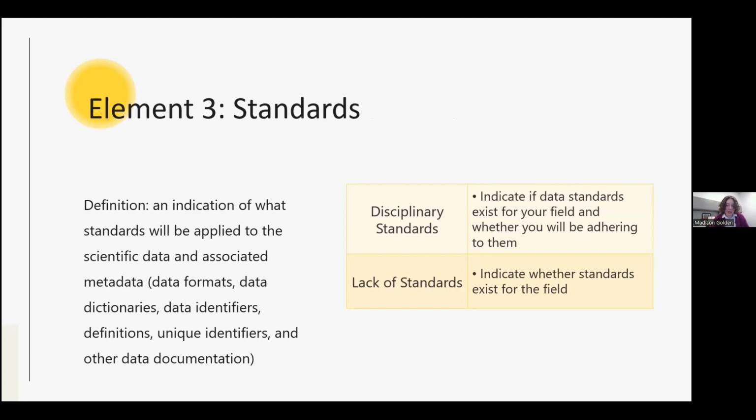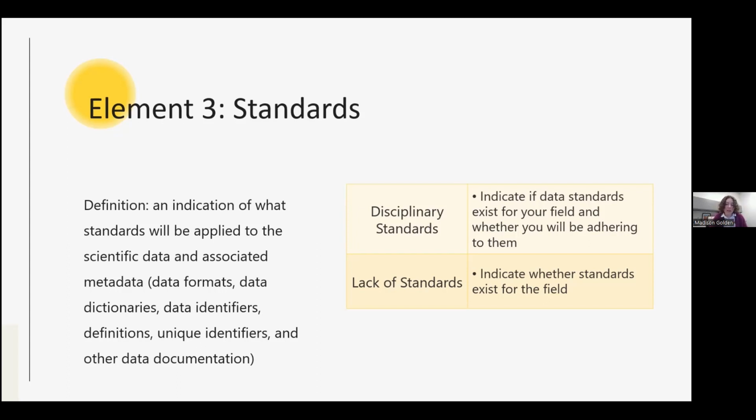Element 3 is an indication of what standards will be applied to the scientific data and associated metadata. So disciplinary standards are field by field for what format data typically comes in, how data identifiers or dictionaries are formatted, styles or types of documentation that's provided along with the data, and then also whether or not you will be adhering to those. So the lack of standards field would be where you would say no standards exist, or I will not be adhering to those, and this is why.